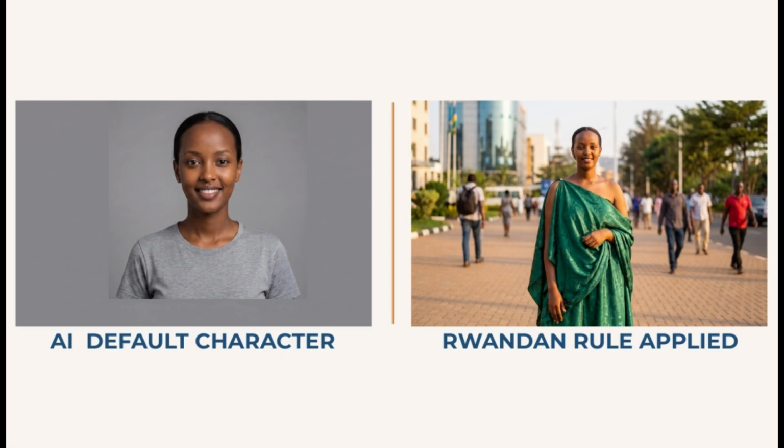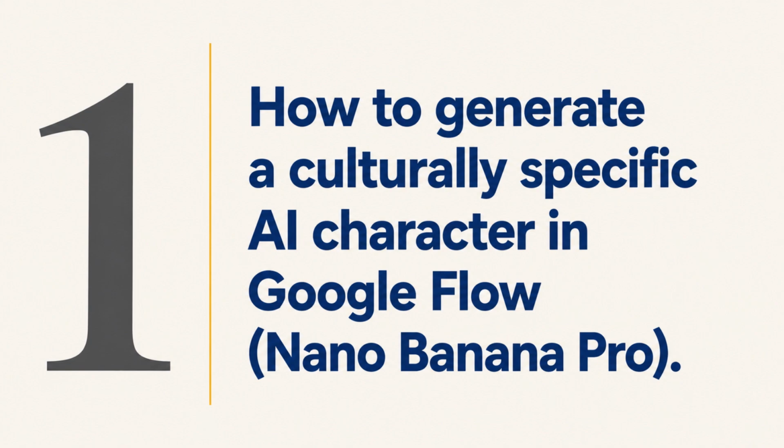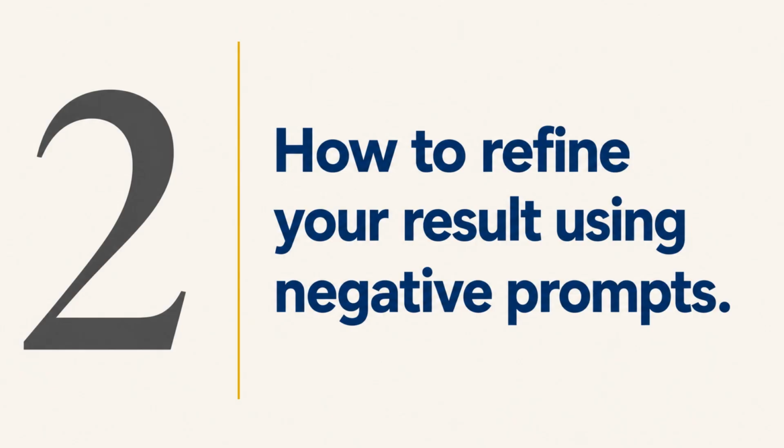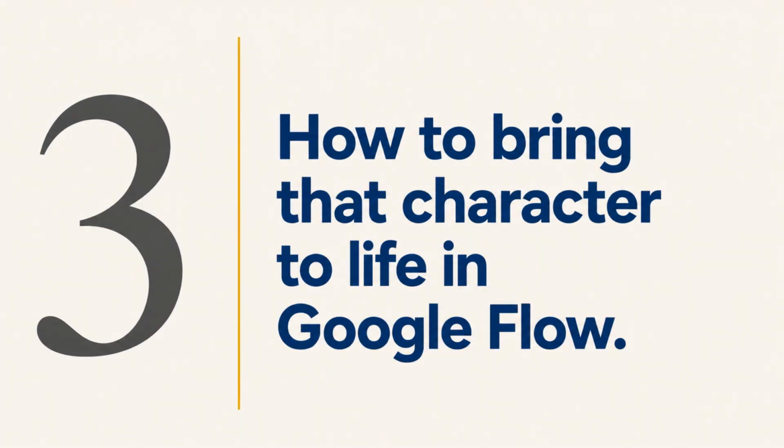In this episode, you will design your own AI character with a real Rwandan cultural identity. By the end, you will know how to generate a culturally specific AI character in Google Flow, Nano Banana Pro, how to refine your result using negative prompts, and how to bring that character to life in Google Flow.